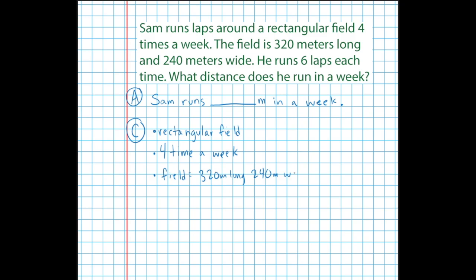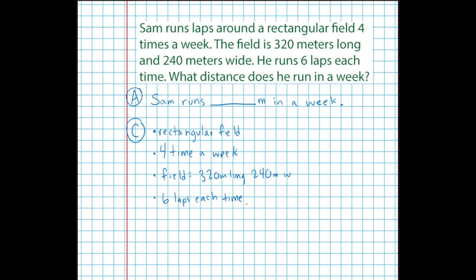And then I see another clue here. Each time he runs 6 laps. So 6 laps each time. Well, since the next sentence is just the question again, I know I've found all my clues. And now I can build a model to represent this problem.